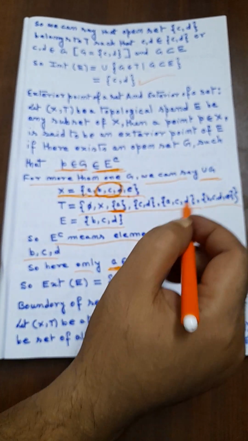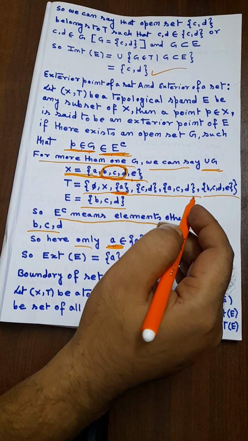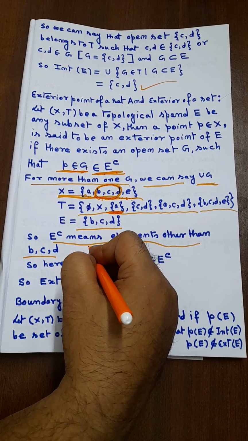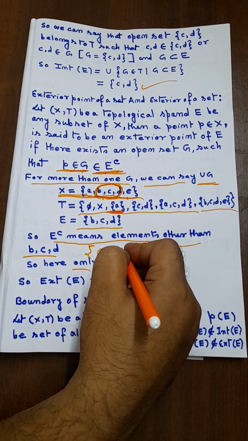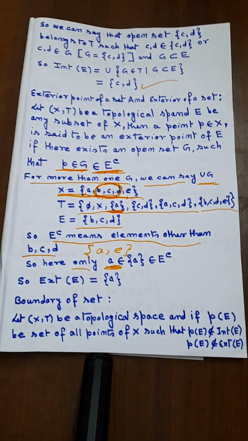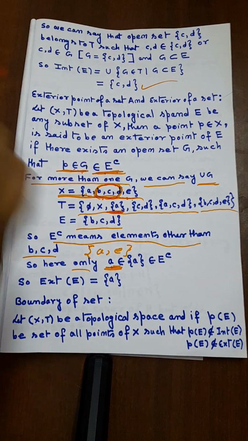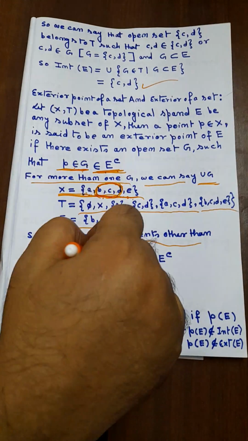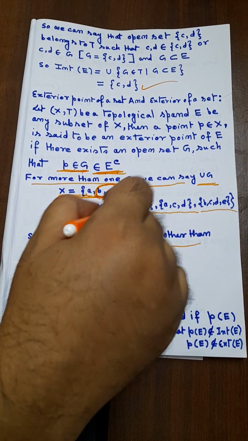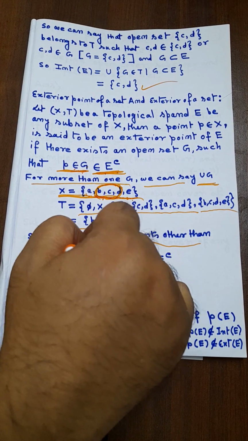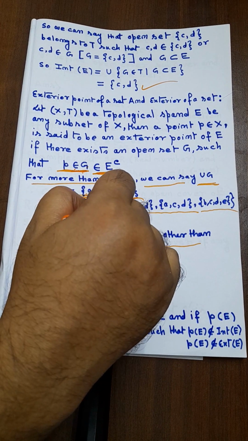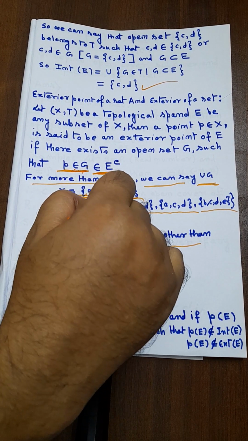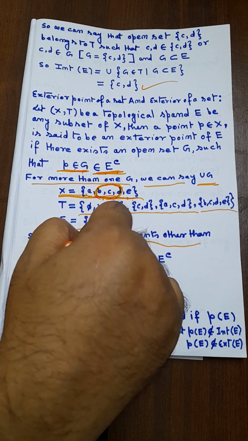So what will be the set if we just ignore B, C, D? Then what will we have? We will only have A and E, right? Now check which open set contains A and which open set contains E. Now if we check here, the set A only contains the point A.